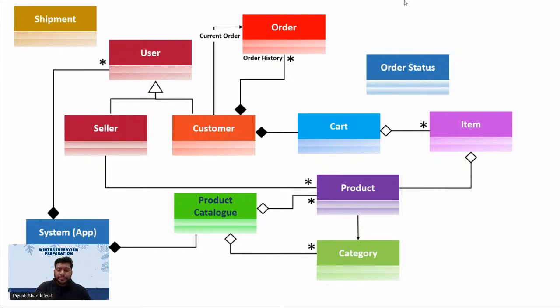उसके बाद क्या होता है? Now we have customer is associated with order, and we have two relationships. Customer might have current order and customer might have order history. And when we are talking about order history, we have order history. ठीक है? तो in order history we can have multiple orders, right? That's why we have one to many aggregation.